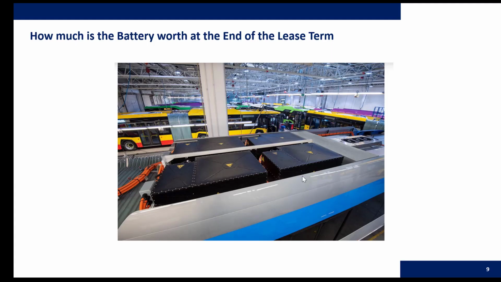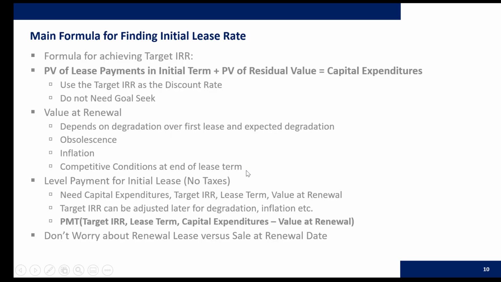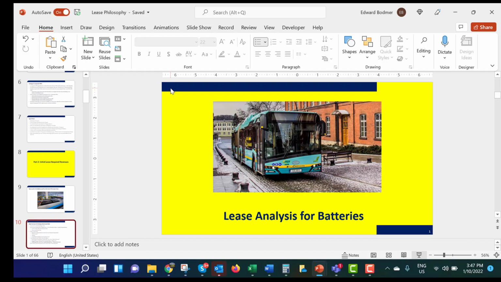Now, here's the big issue. I'm going to go through some structuring of the lease, and a little bit of Excel. Okay, here's some batteries, I suppose, on top of the bus. And here is the fundamental idea: the present value of all the payments in the initial lease term, using a target IRR, plus the present value brought back to today of the residual, equals the capital expenditures.